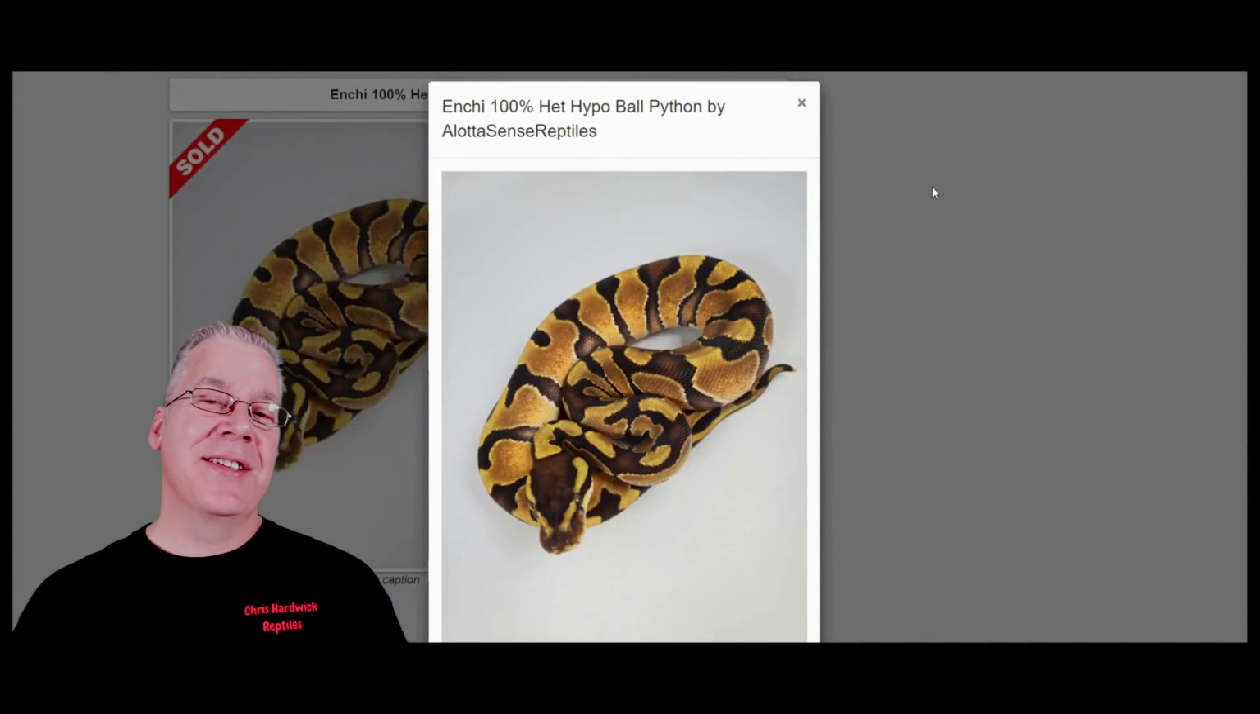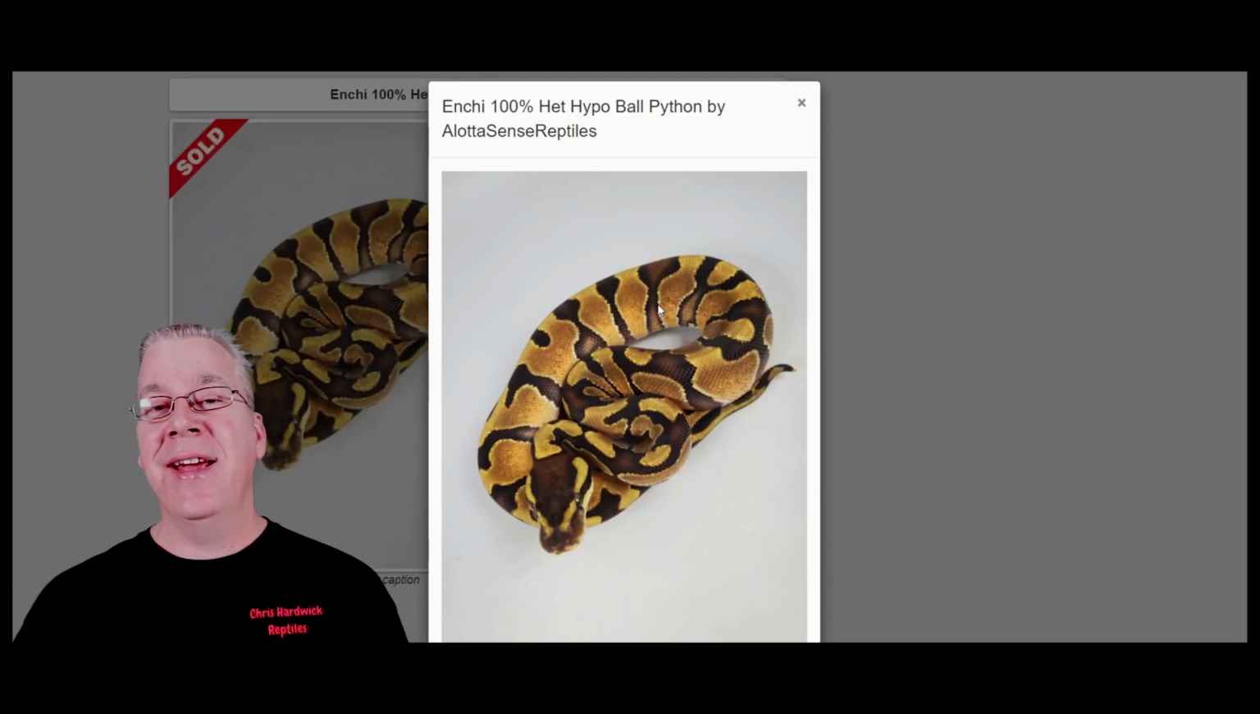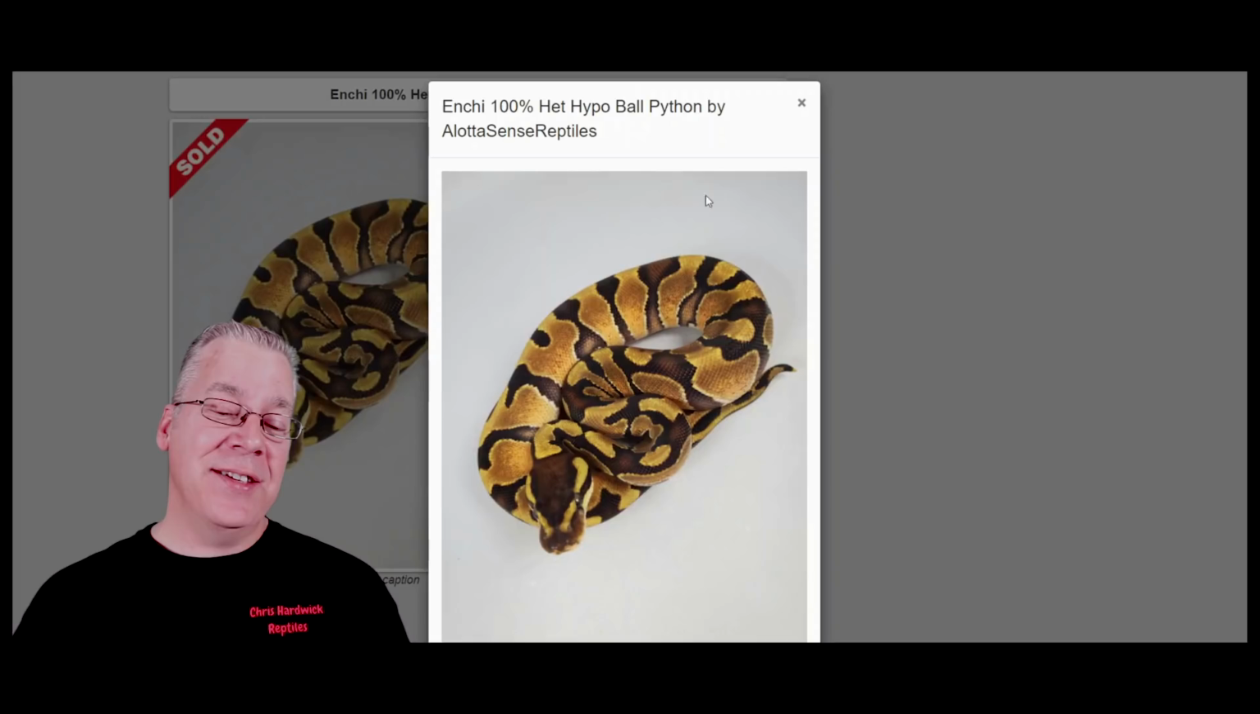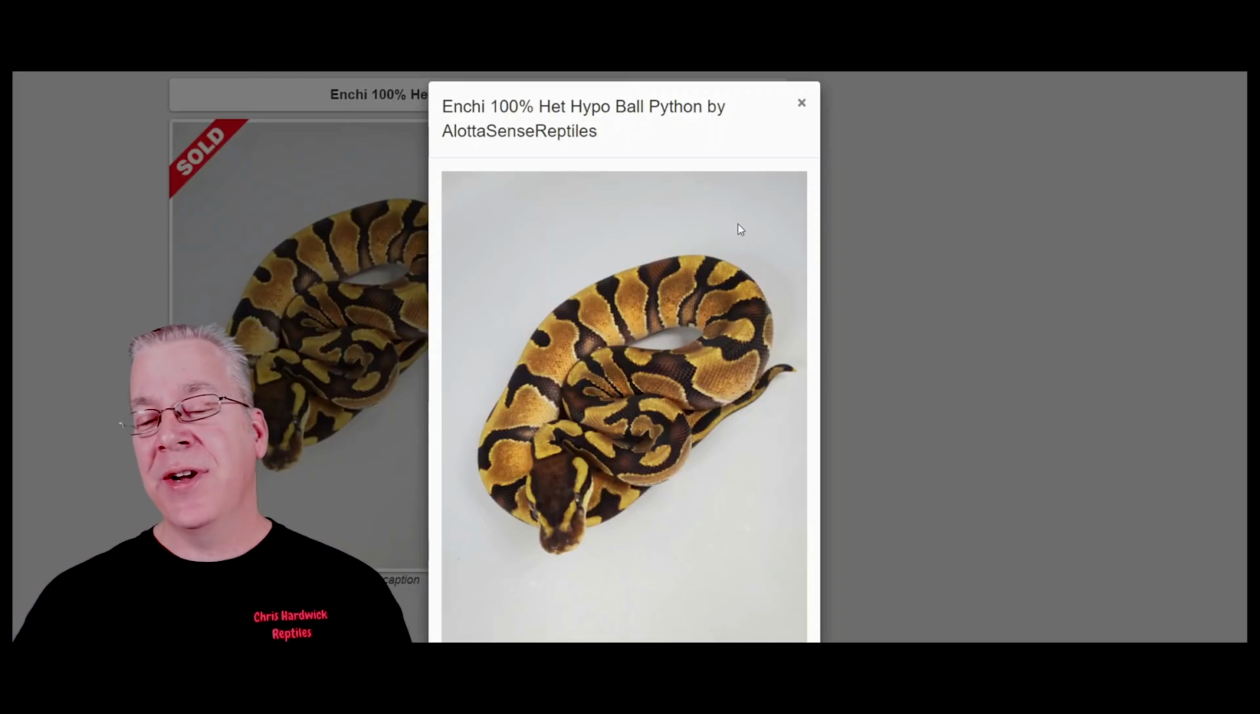All right, so take a look at this. This is kind of interesting. So number 3, I want to look at the Enchi with the red axanthic. So the Enchi red axanthic is an impossible combination. And the Enchi, essentially what that does is it really reduces the pattern. Sometimes it actually brings out a lot of the oranges and yellows in a lot of your combinations.